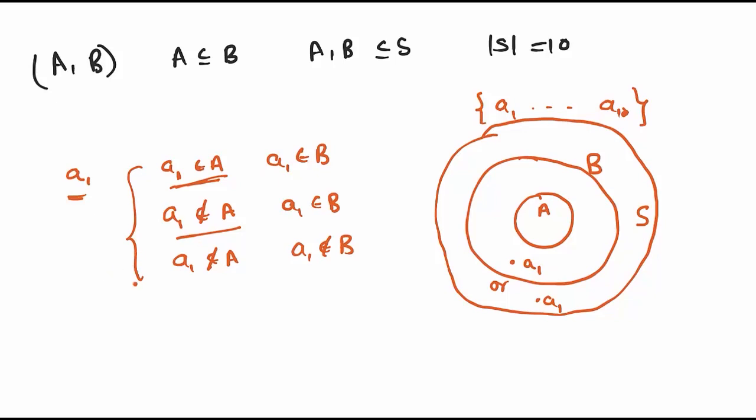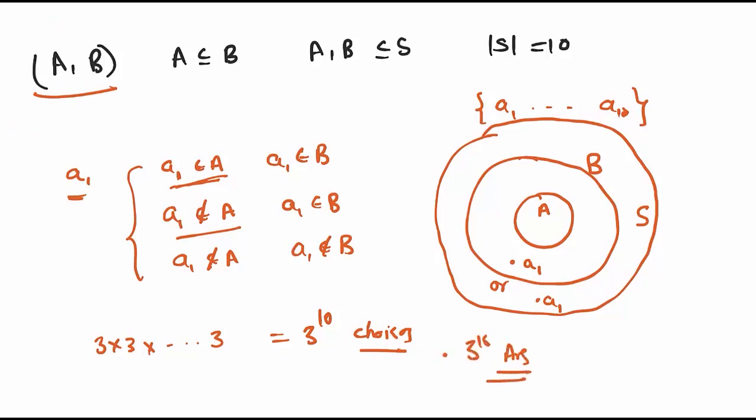So for every element we have three choices and there are 10 elements. That's why we have 3 into 3 into 3, till 10 times. So we have 3 power 10 choices for such pairs of A comma B. So this is the answer: 3 power 10. We can solve this question in this way also, but I have explained the long way so that we know both ways.